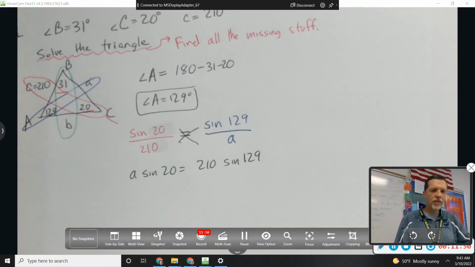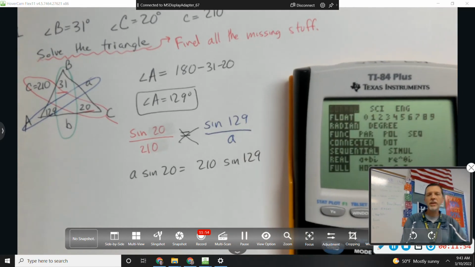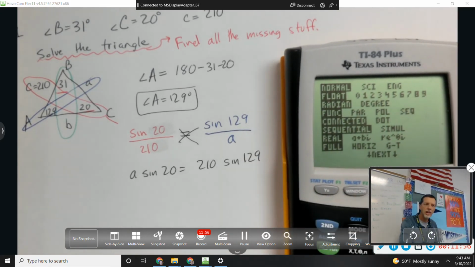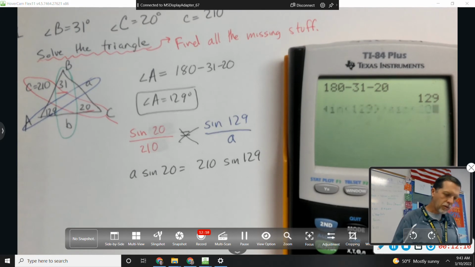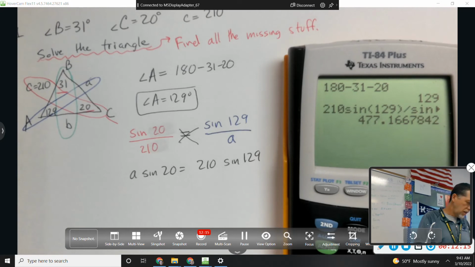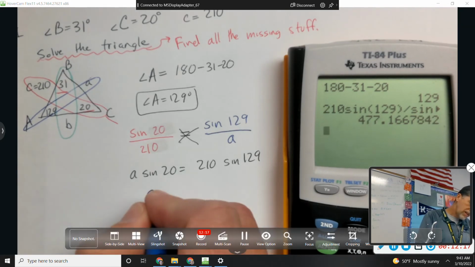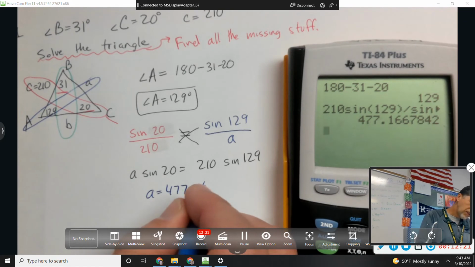This is why we have a calculator. I was about to make another mistake on this one. You need to be in degree mode. So mode degree. Okay. So 210 sine 129 divided by sine of 20. So A equals 477.167.